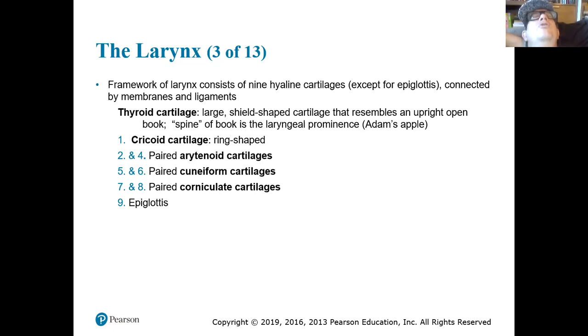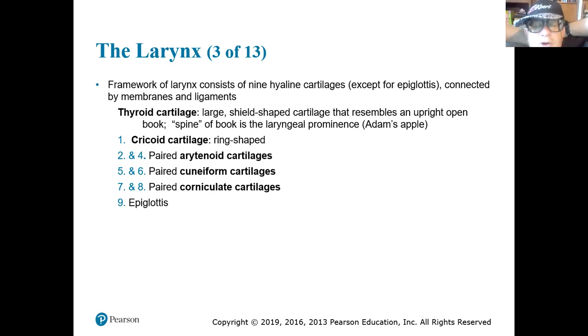The bump that moves when you swallow, that bump that's bigger in men than women, is called the Adam's apple in common speech. What it really is, this shield-shaped cartilage has this laryngeal prominence. That's what the Adam's apple is, the laryngeal prominence of the thyroid cartilage. And yeah, I expect you to know that. Now, that's a singular, you have one thyroid cartilage.